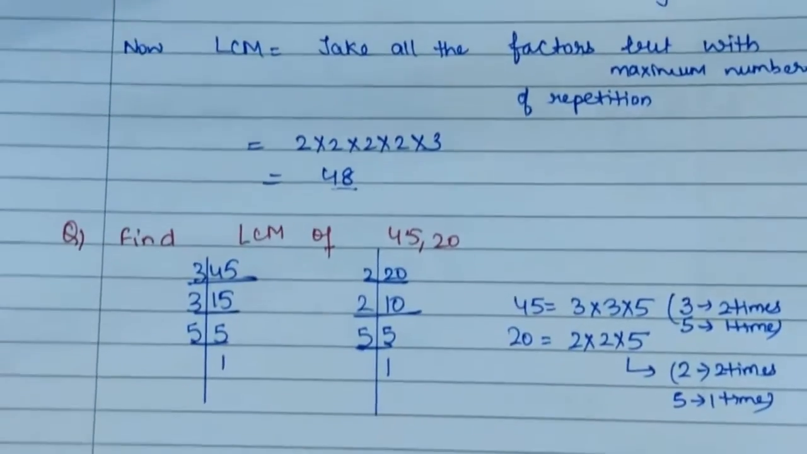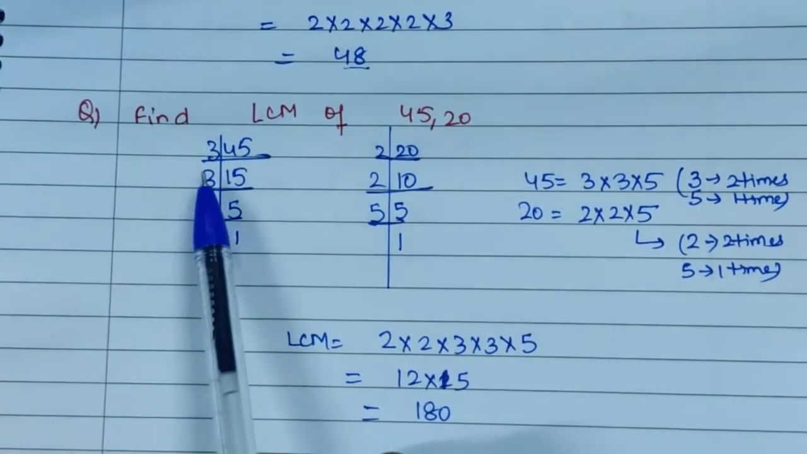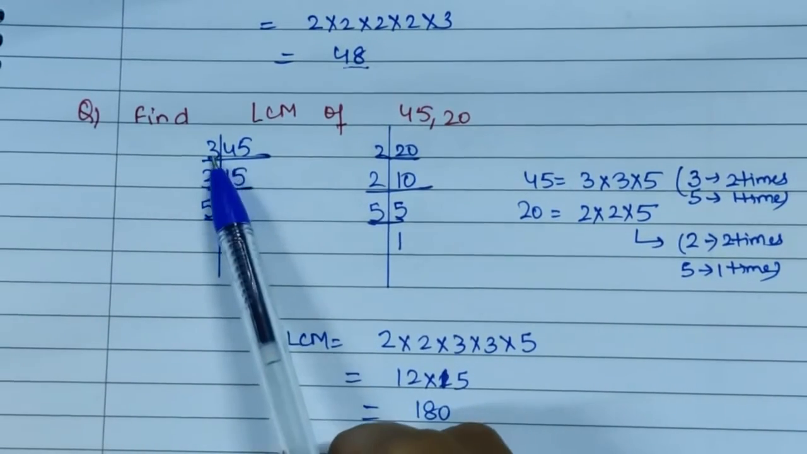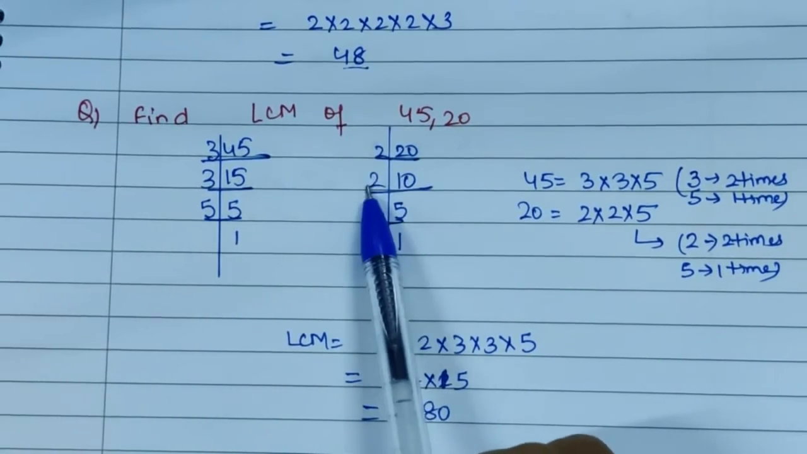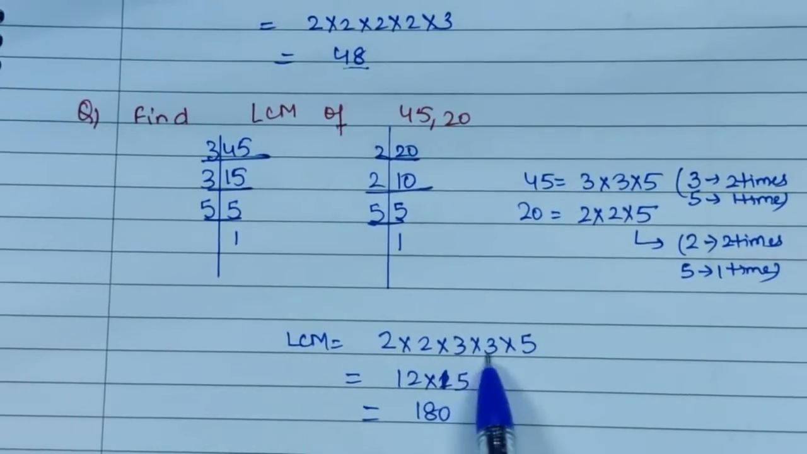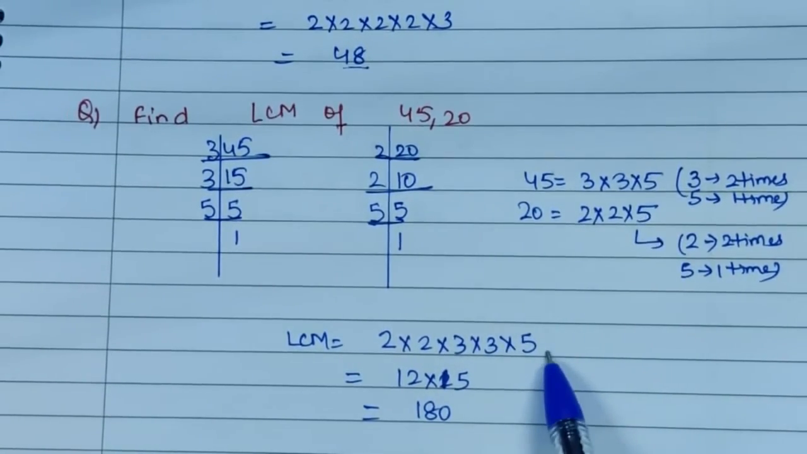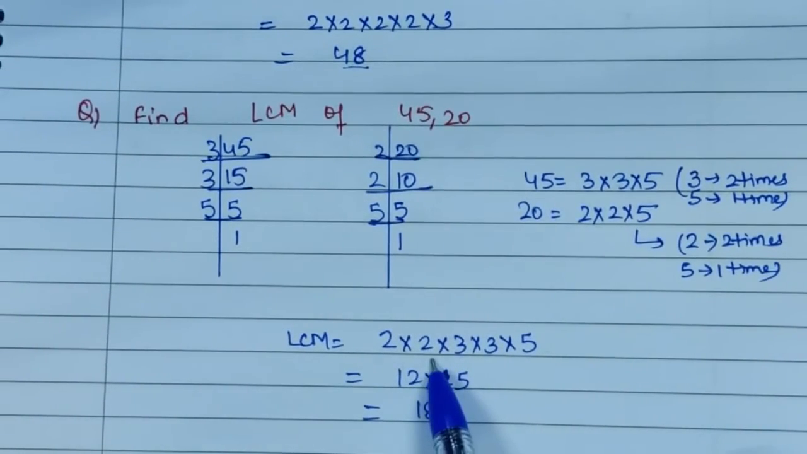Let us do the next question. Find the LCM of 45 and 20. Again we find their prime factorization. Now 45 can be written as 3 into 3 into 5. 20 can be written as 2 into 2 into 5. So now 3 is coming 2 times, so let us take it 2 times. 5 is coming 1 time, so let us take it 1 time. 2 is coming 2 times, so we will take it 2 times only. So on multiplying we will get our LCM.